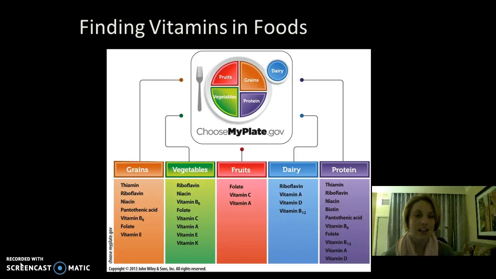As you can see here, vitamins are found widespread in food. We can get vitamins and minerals from both foods and from supplements. As you see here, the grain group, vegetable group, fruit group, dairy group, and protein group each contain a different variety of vitamins, which is why various food groups are important.